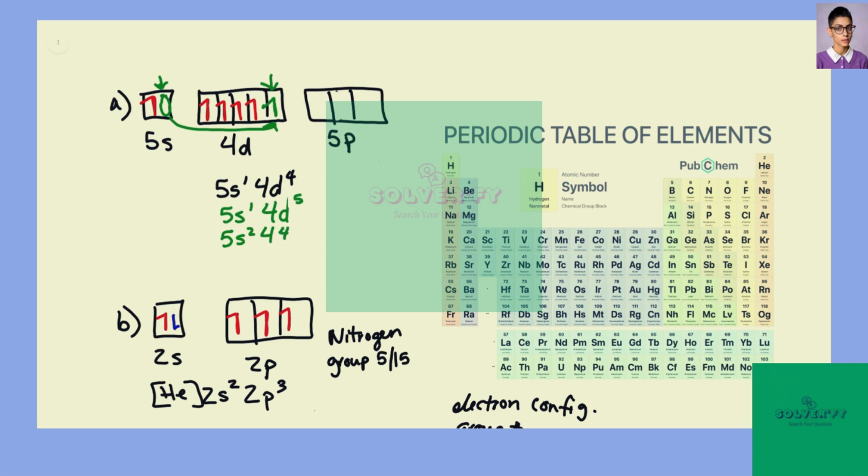if we come down to the fifth row, so 1, 2, 3, 4, 5, and we're right here at rubidium, and so we count over through the 5s, which brings us through strontium. We count over 4. 1, 2, 3, 4. And that brings us to molybdenum.